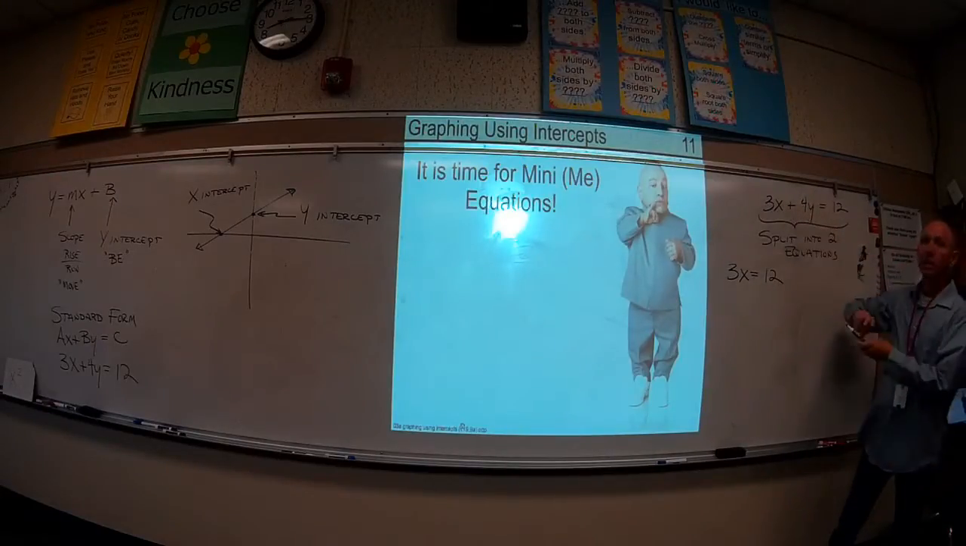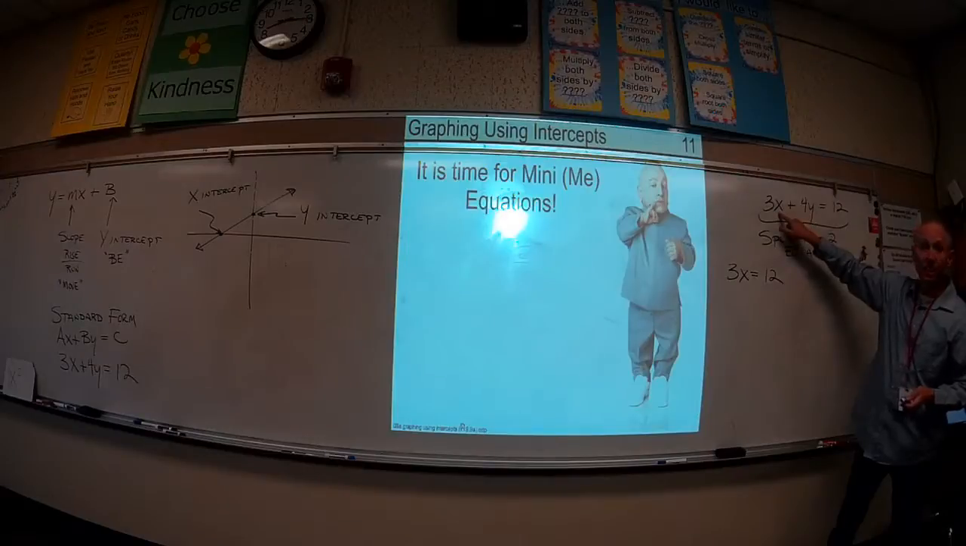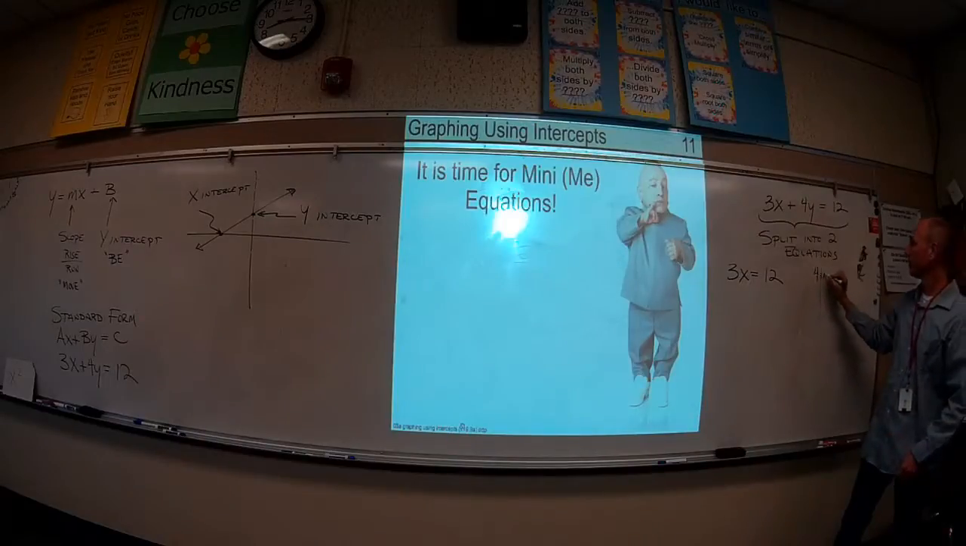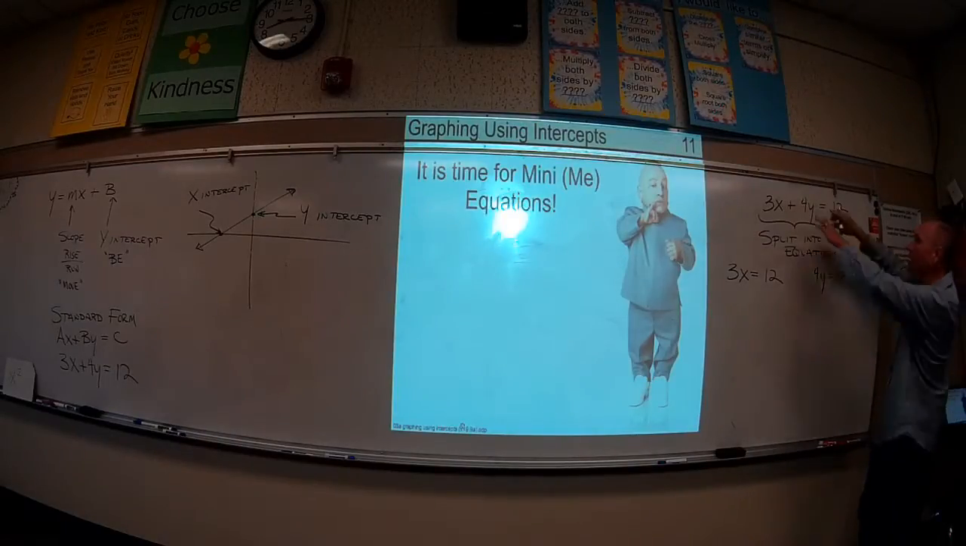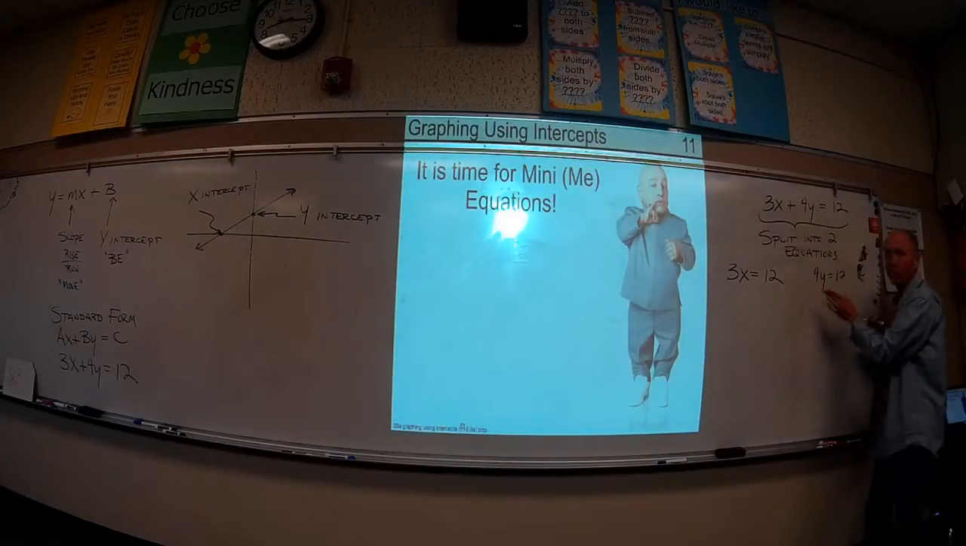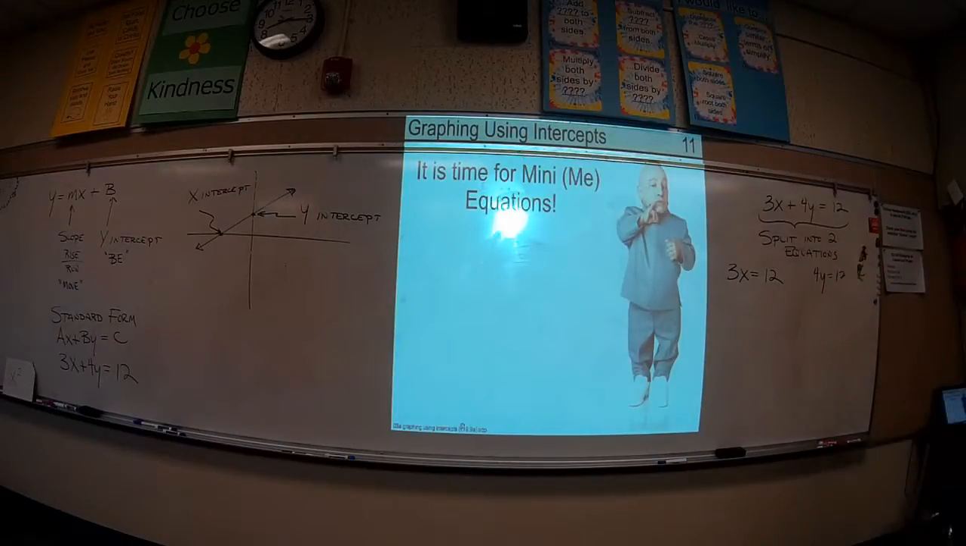The other equation, if this is 0, what's 3 times 0? 0. It's gone. I'm left with 4y equals 12. What I've done is I've split this into an x equation and a y equation. What allowed me to do that were the zeros that make up intercepts.